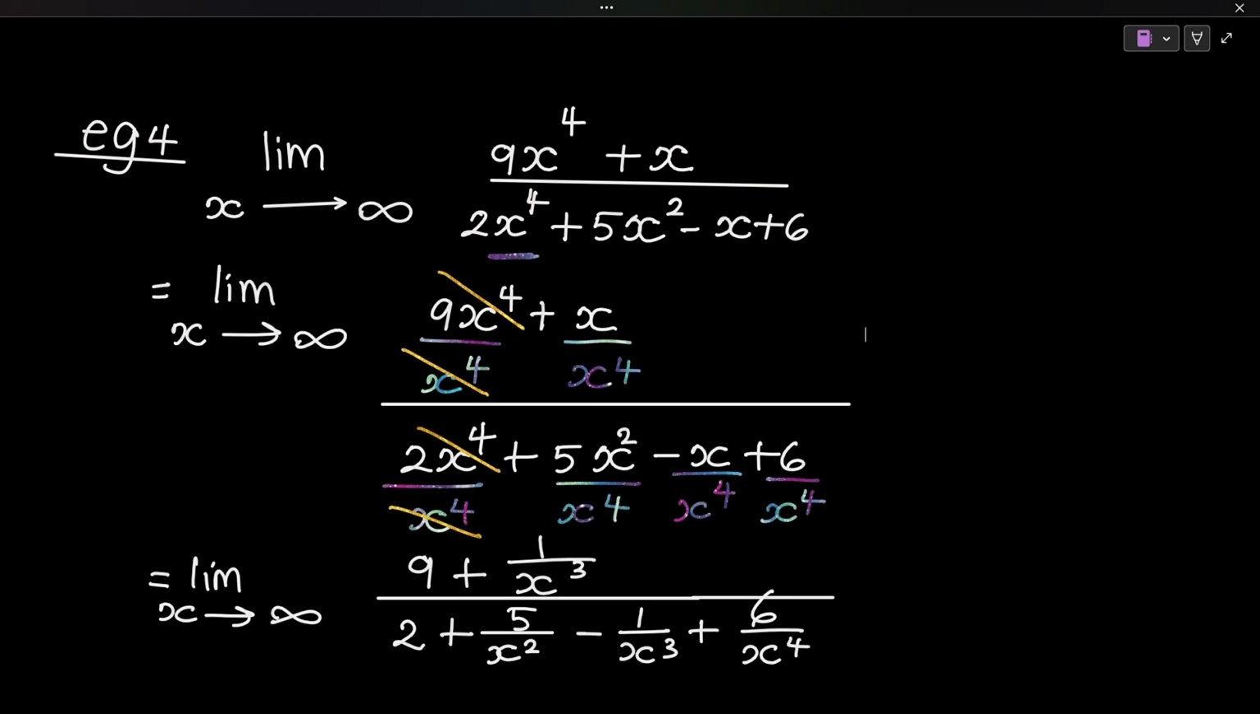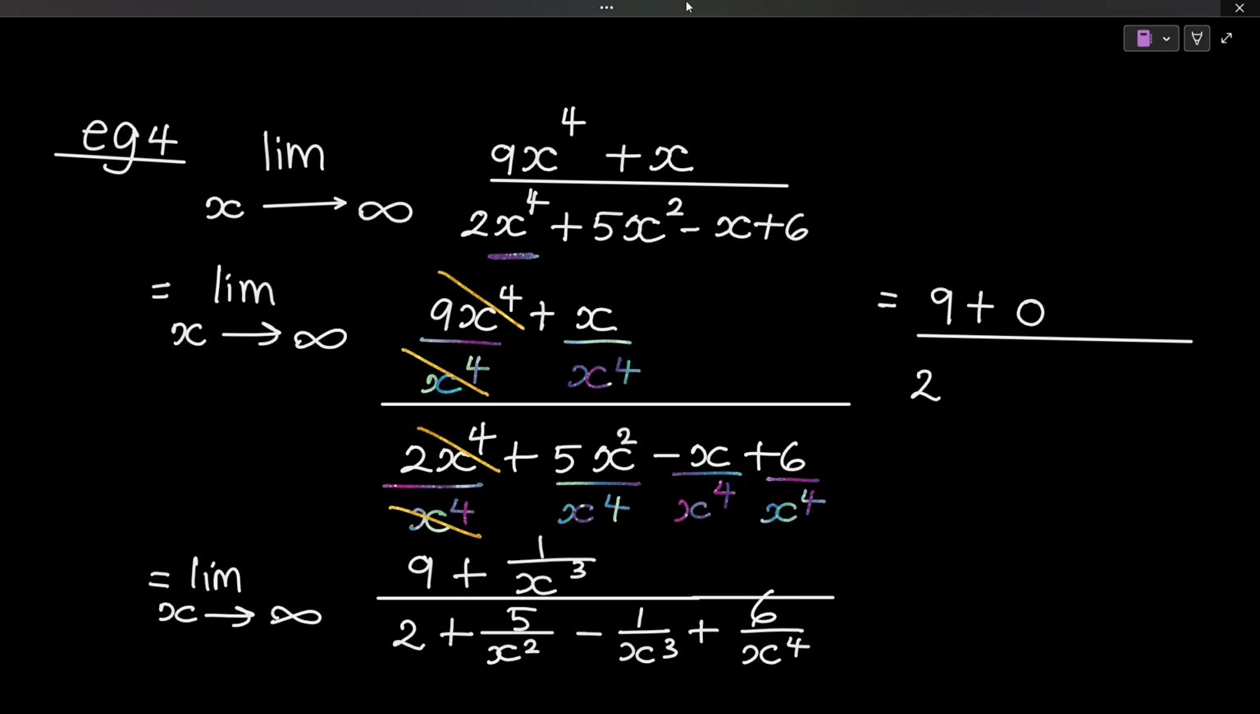Okay, so to make use of the limit, we are now going to substitute infinity in place of x. We're going to have 9 plus 1 over x cubed, that's 1 over infinity cubed, which is going to be 0. In the denominator, we have 2 plus, we've got 5 over x squared.